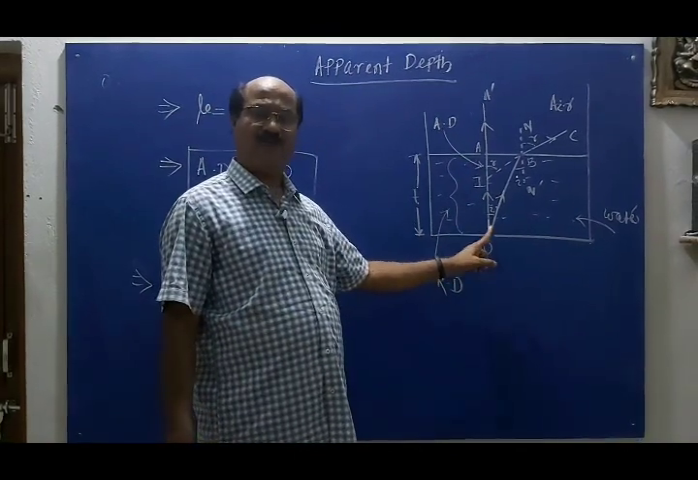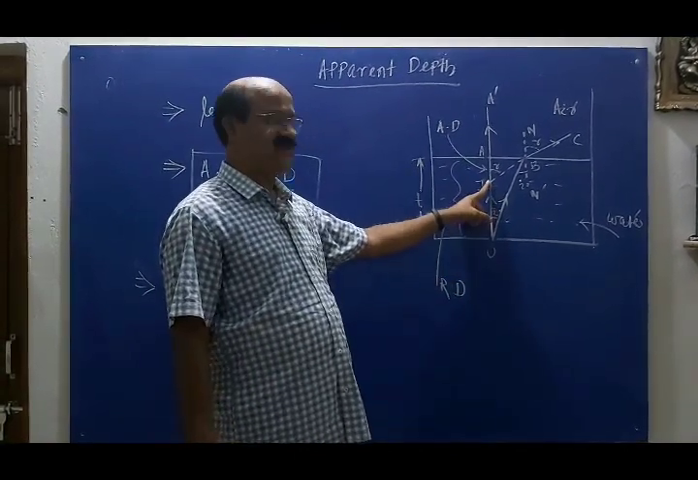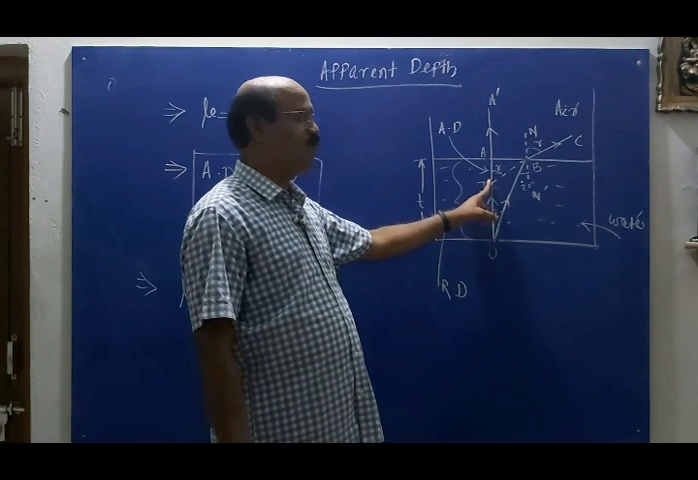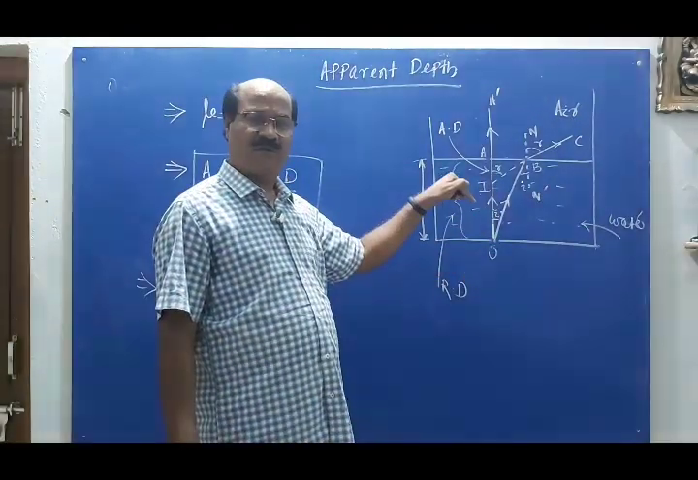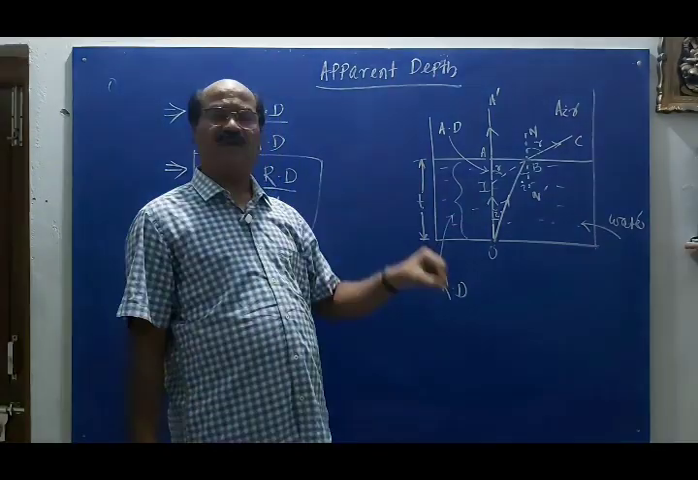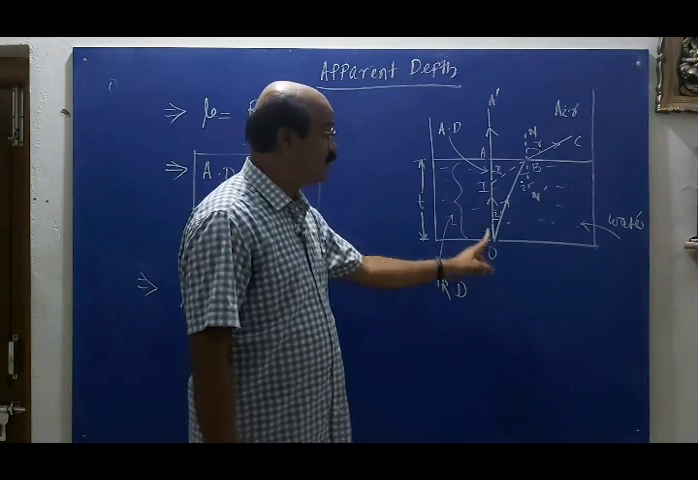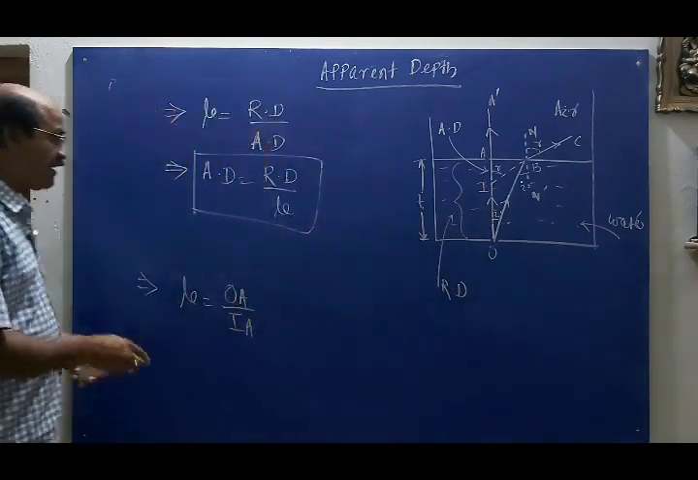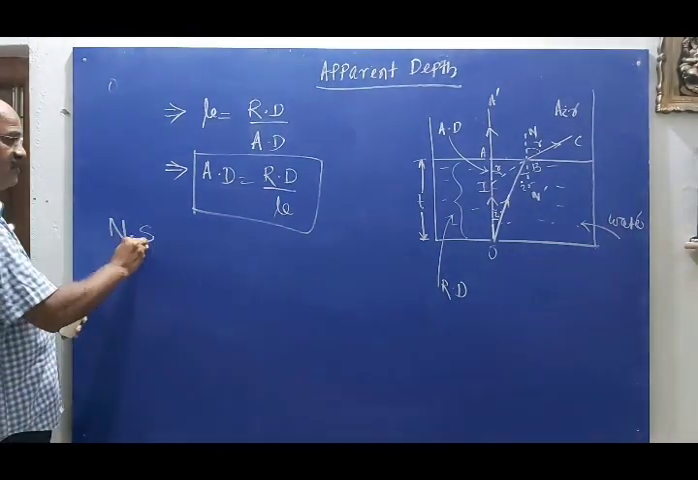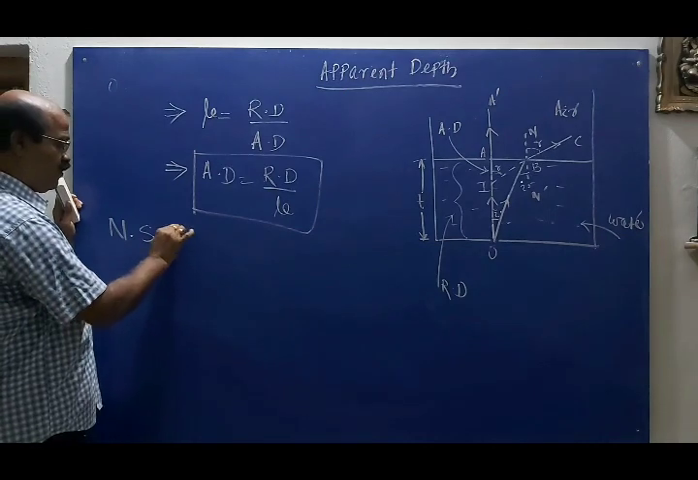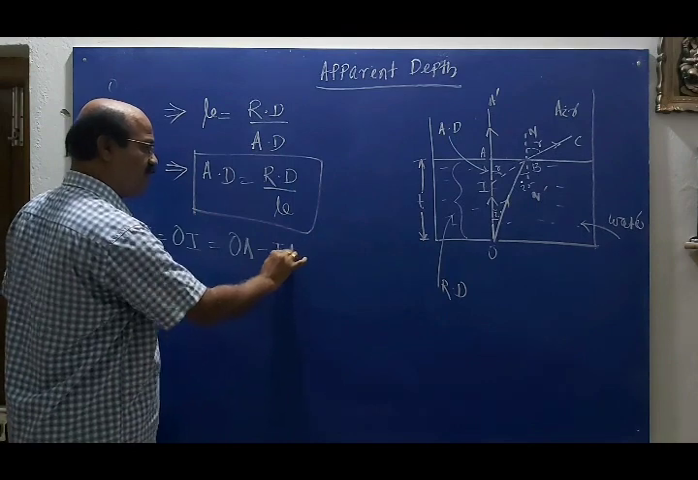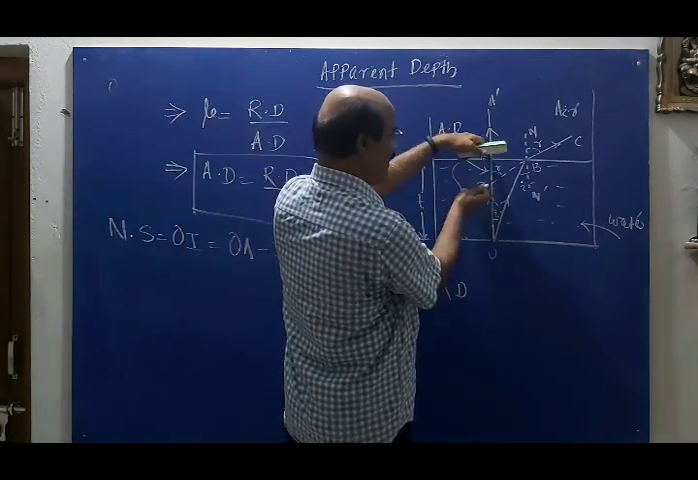The actual position of the object is O, and the position of the virtual image is I. To what height it is raised, that is equal to OI. So in the denser medium the object appears to be raised by a height that is called its normal shift. What is normal shift? Normal shift is equal to OI, which equals OA minus IA.